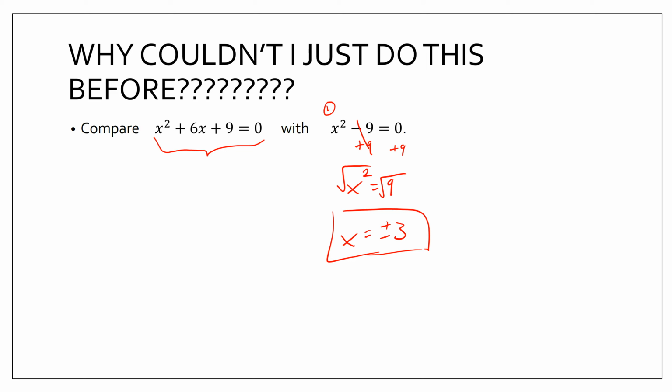Why can't I just take square roots? Well, let's see. Okay, I'm going to cancel things to the other side. Here I go, subtracting 6, subtracting 9. Okay, good, they cancel. x squared equals negative 6x minus 9. Square root, oh, shoot. How do I take the square root of this?